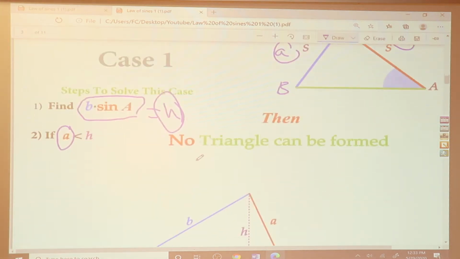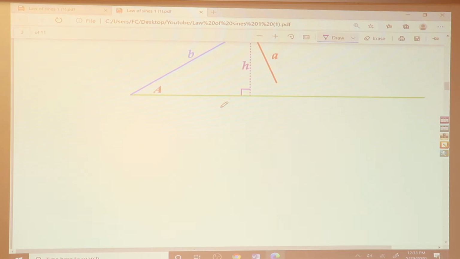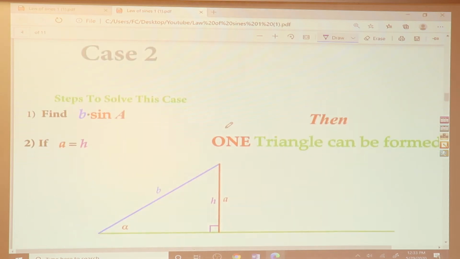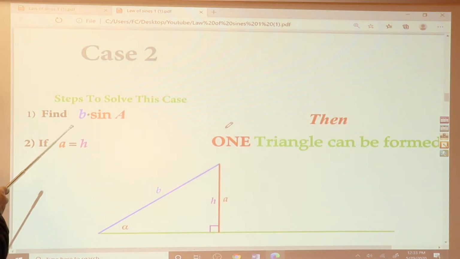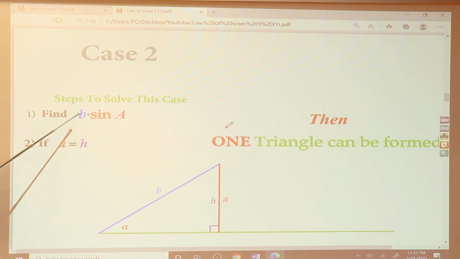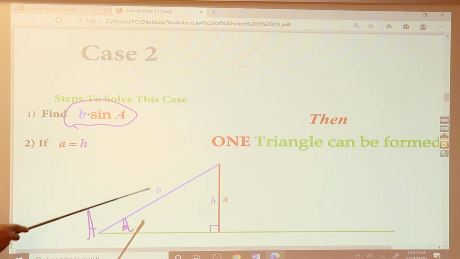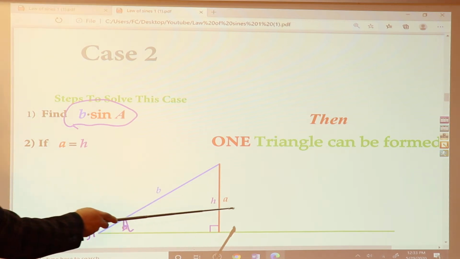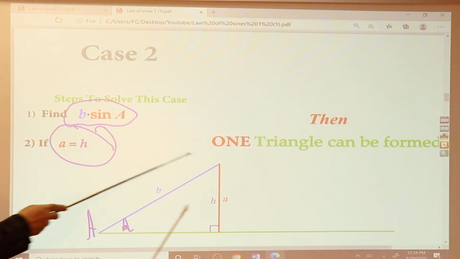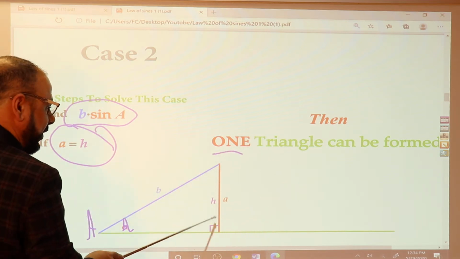And we had this problem. I'm going to go back to the problem. And the key is going to be like this case, case 2. The same thing: you have to find b sine A. Look here, this is angle A, and this is b. Then b sine A is equal to the height. Here the triangle is a right triangle.